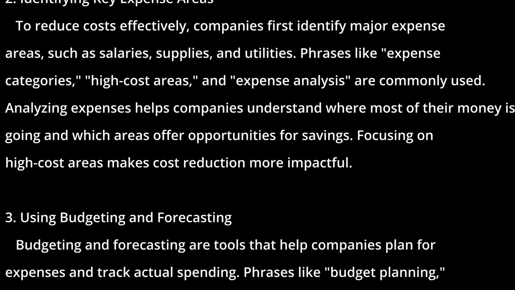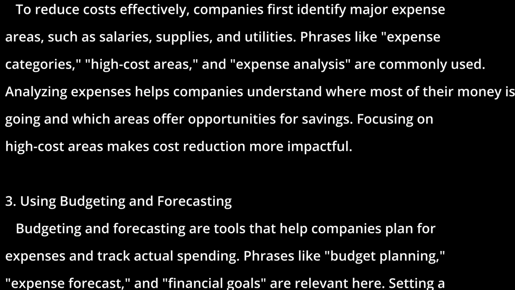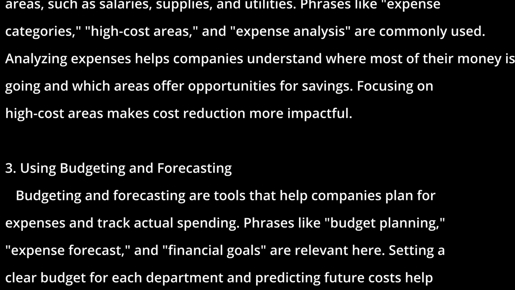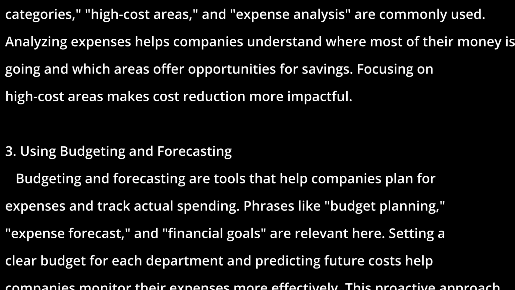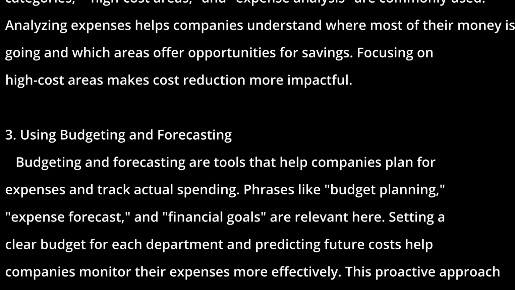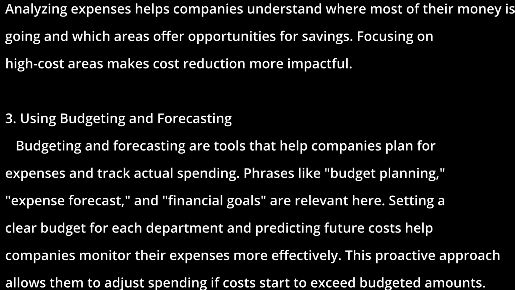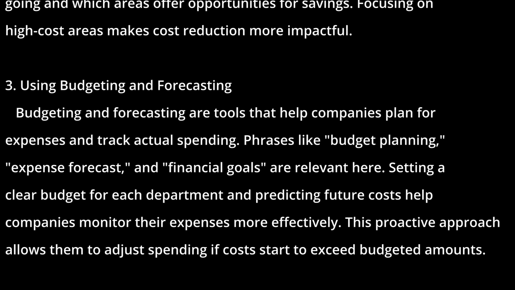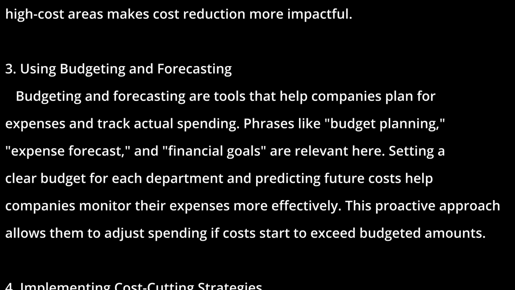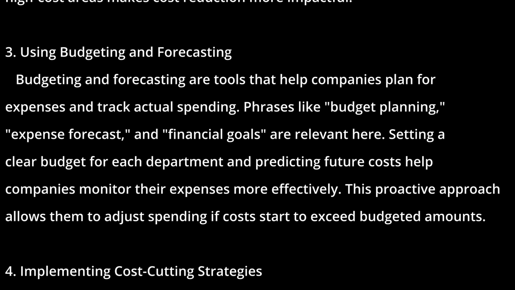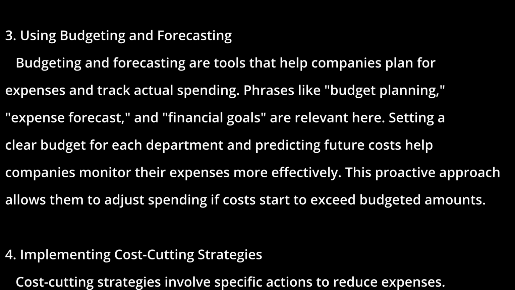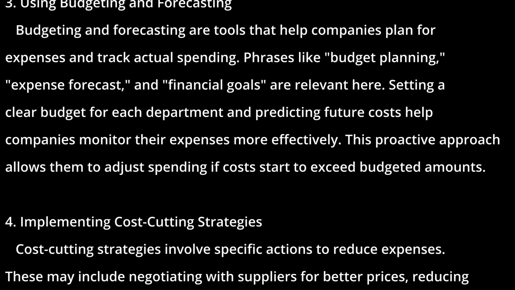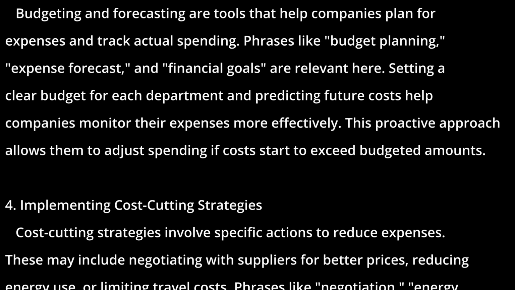3. Using budgeting and forecasting. Budgeting and forecasting are tools that help companies plan for expenses and track actual spending. Phrases like budget planning, expense forecast, and financial goals are relevant here. Setting a clear budget for each department and predicting future costs help companies monitor their expenses more effectively. This proactive approach allows them to adjust spending if costs start to exceed budgeted amounts.